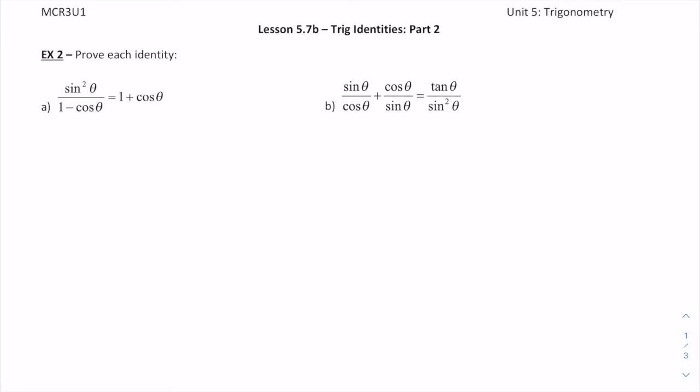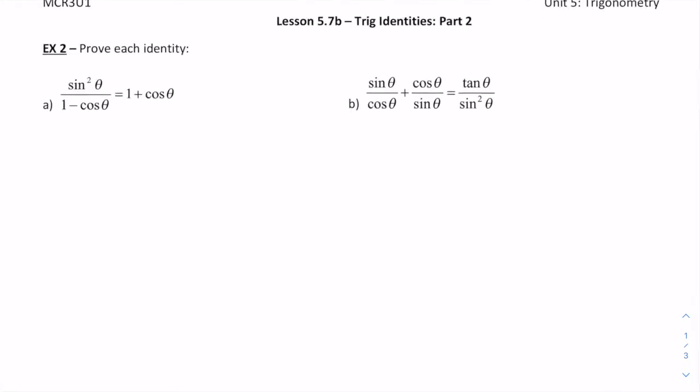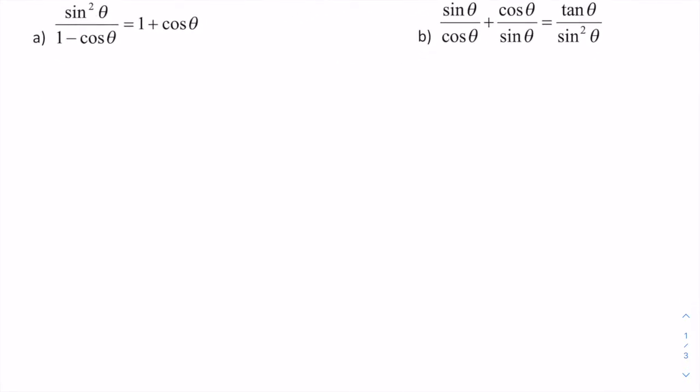For this lesson, we're going to continue going through some examples of solving some different trig identities. So let's start with this example here. Sine squared theta all over 1 minus cos theta equals 1 plus cos theta. So remember, the first thing that we want to do is choose the side that we're going to work with. And we want to choose the side that looks a little bit more complicated. So in this case, that would be the right side.